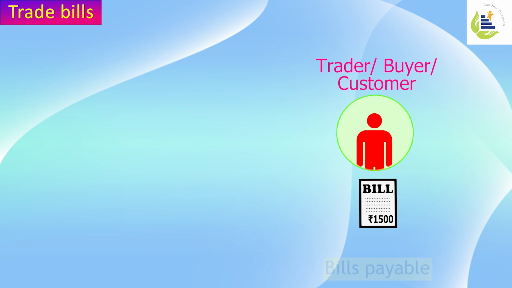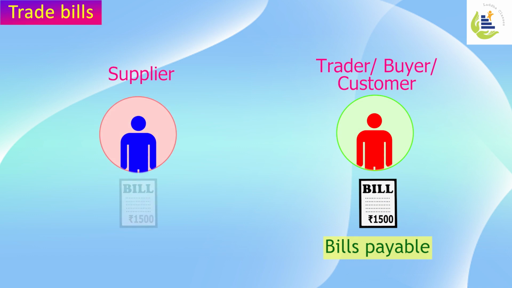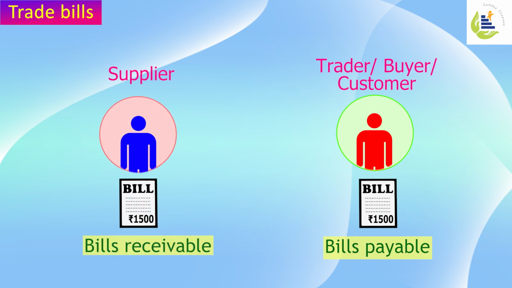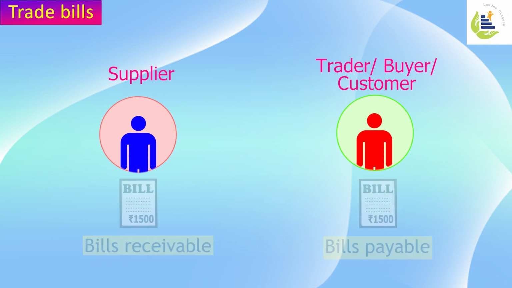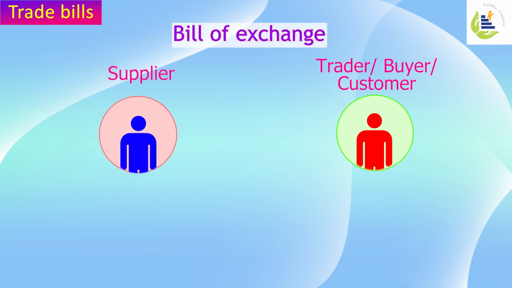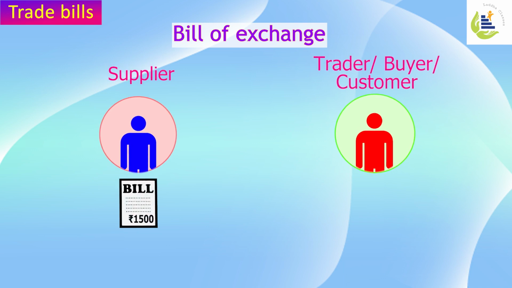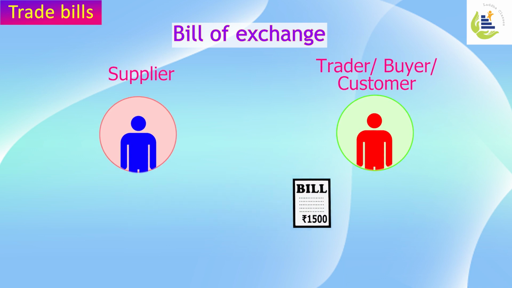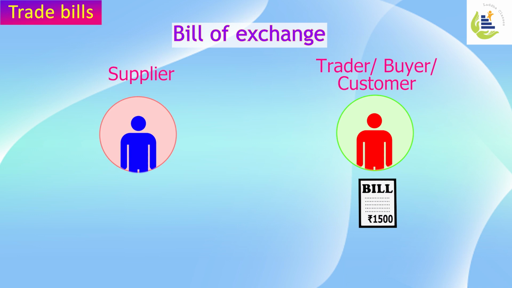So in a nutshell, trade bills or bills of exchange are the bills drawn and accepted by the trader against the payment of goods. The bill for a buyer is known as bills payable because he's going to pay that amount in the near future, and for the producer or seller, the bill is known as bills receivable because this amount he's going to receive from the buyer in the near future. So in bills of exchange, the seller or producer draws the bills against the buyer, and the buyer accepts it against repayment of the goods he has purchased from the producer.